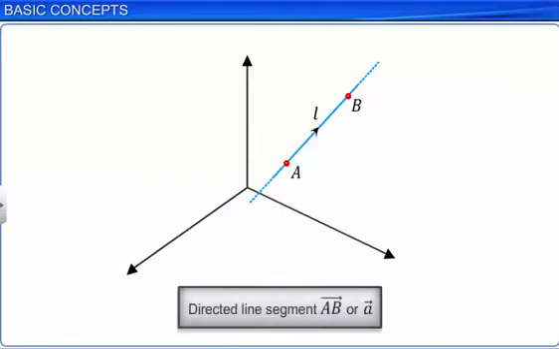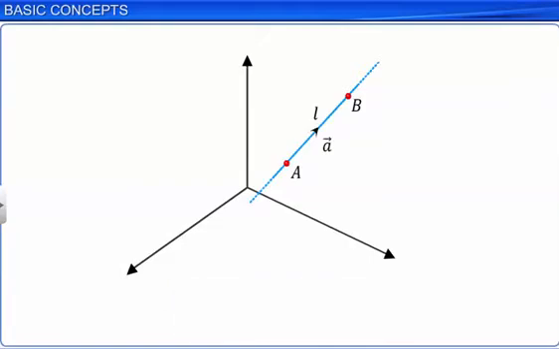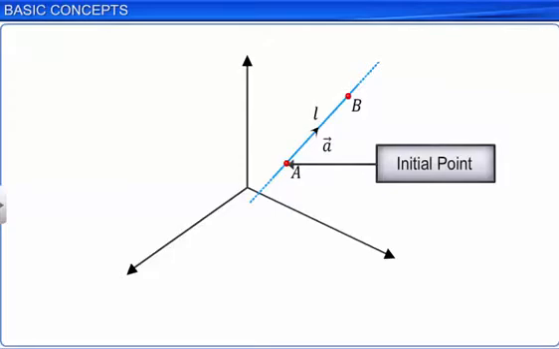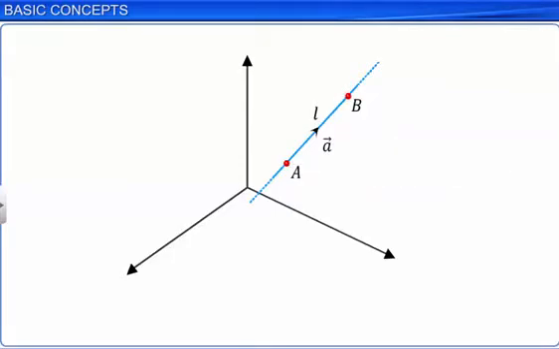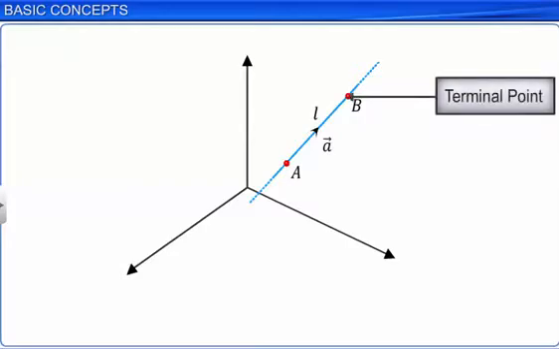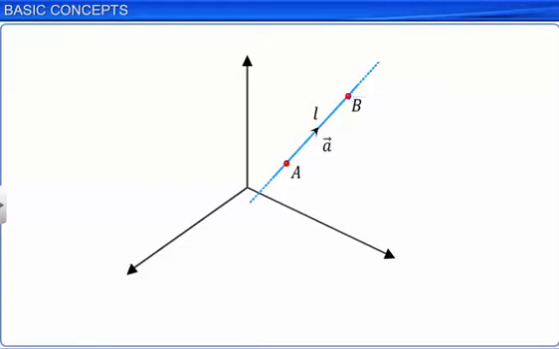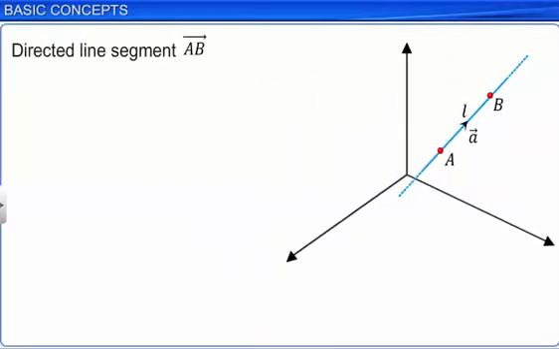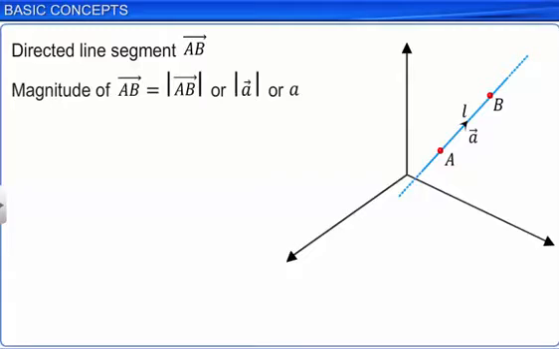Directed line segment AB can also be represented by a small case letter a with an arrow over it and read as vector a. Point A, which is the starting point of vector AB as per the given direction, is called the initial point of vector AB. Point B, which is the end point of vector AB as per the given direction, is called the terminal point of vector AB. The arrow placed above vector AB always points from the initial point to the terminal point of the vector. The magnitude of vector AB is represented as shown. The magnitude of vector AB is equal to the length of line segment AB.